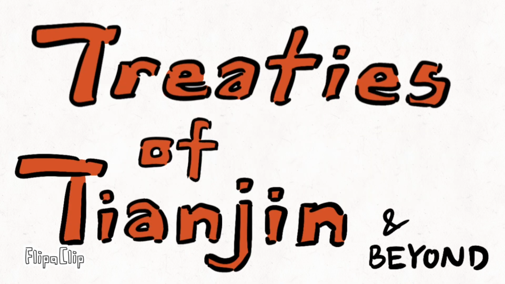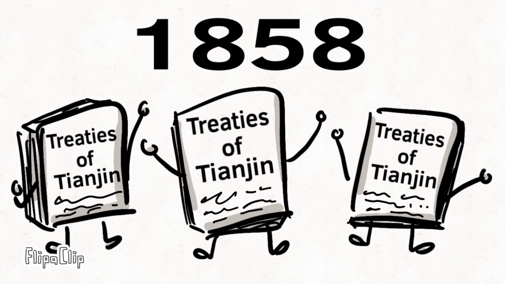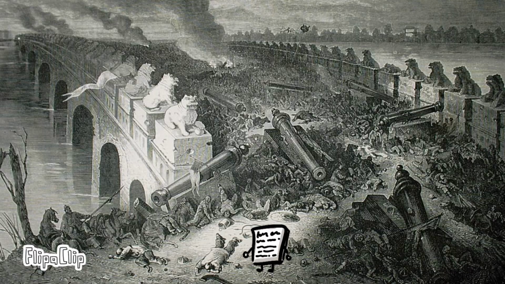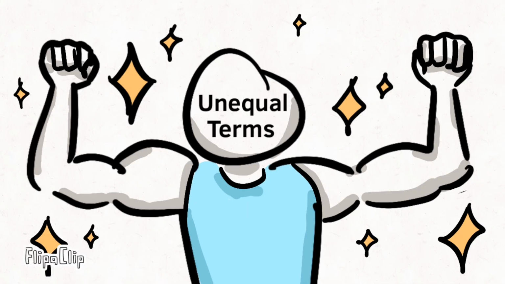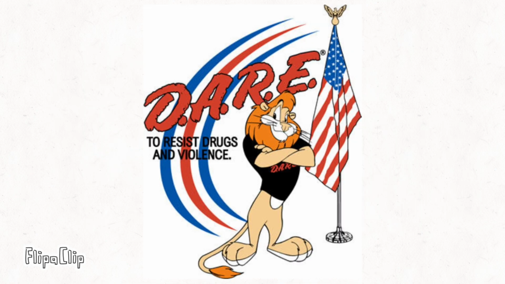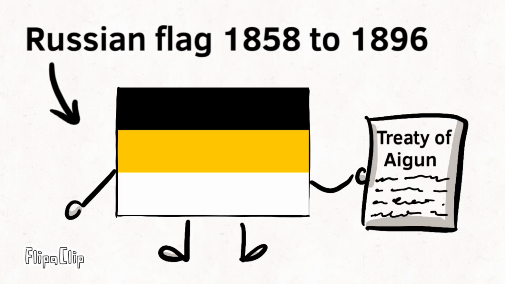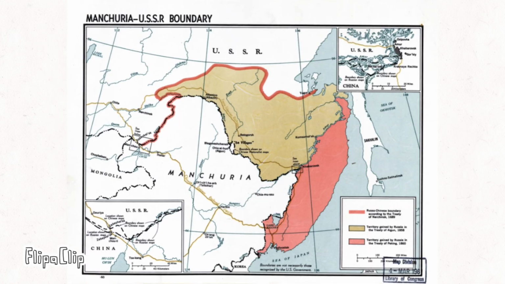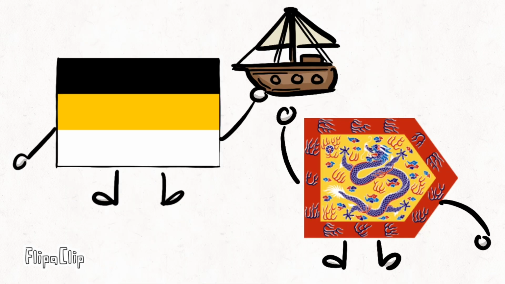Treaties of Tianjin and beyond. In 1858, the Treaties of Tianjin, signed during the Second Opium War, reinforced and expanded these unequal terms. China was already weakened and even legalized the importation of opium. That same year, Russia signed the Treaty of Aigun, gaining control of land north of the Amur River and exclusive use of the river for Russian and Chinese ships.